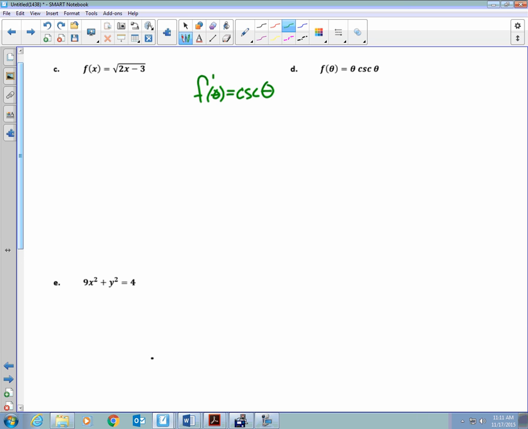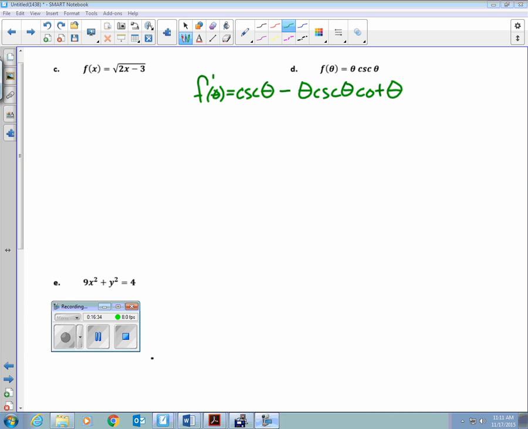plus theta times, what's the derivative of cosecant? Maybe cosecant, cotangent. So I changed the plus to a minus because the derivative was negative. If you look at your study guide, all right. Okay, I gotta find the second derivative.